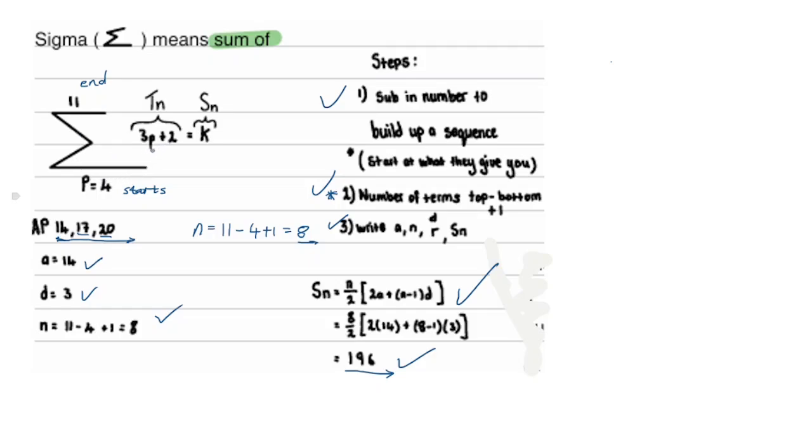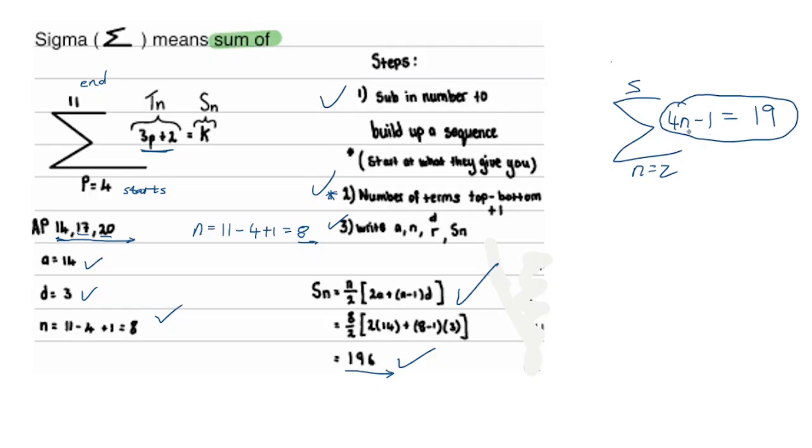The last thing to say is that after the sigma, you get the formula, so Tn, and then if you have an equal sign, what comes afterwards is the sum of. So for example, if I gave you this and I said that equals 19, a common error and a seriously dangerous error is to think, oh, here's a nice little equation.